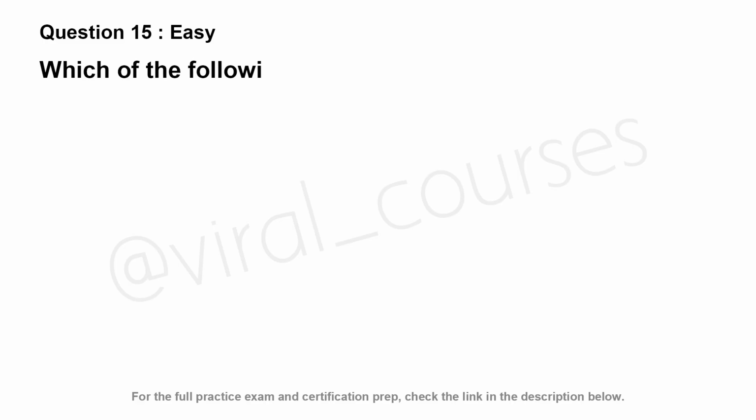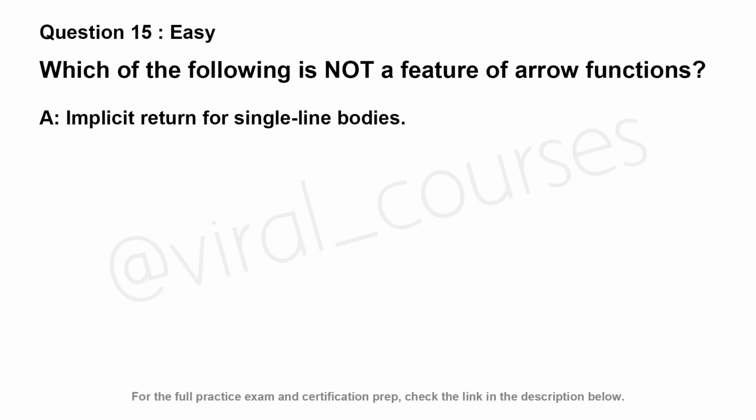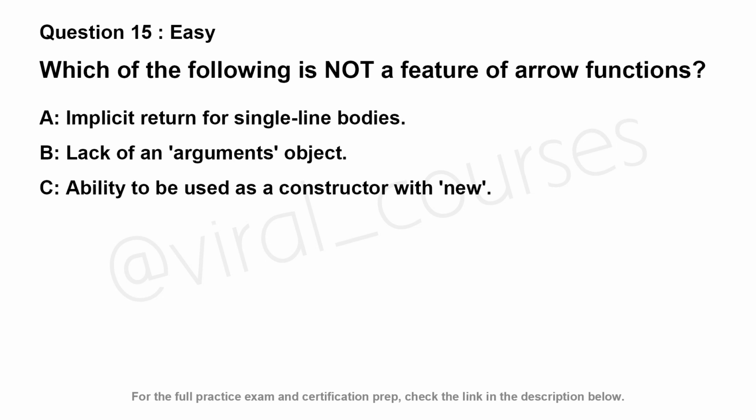Which of the following is not a feature of arrow functions? Option A. Implicit return for single-line bodies. Option B. Lack of an arguments object. Option C. Ability to be used as a constructor with new. Option D. Lexical this binding.